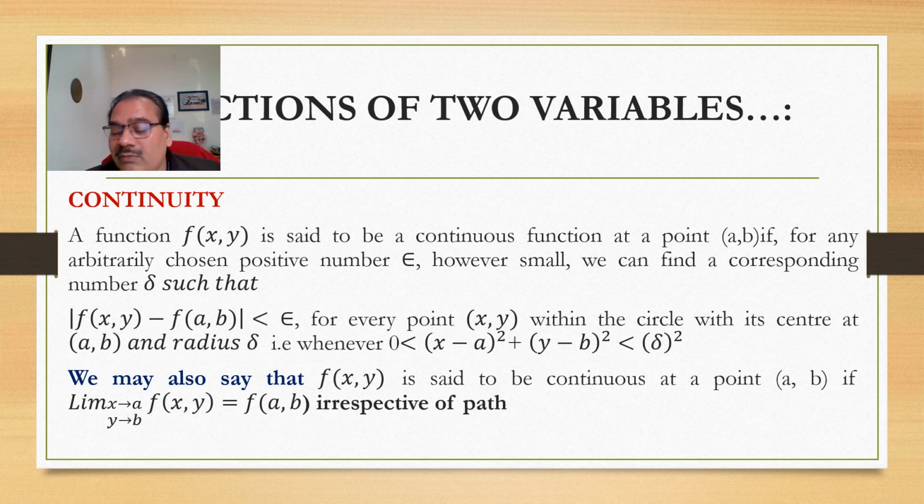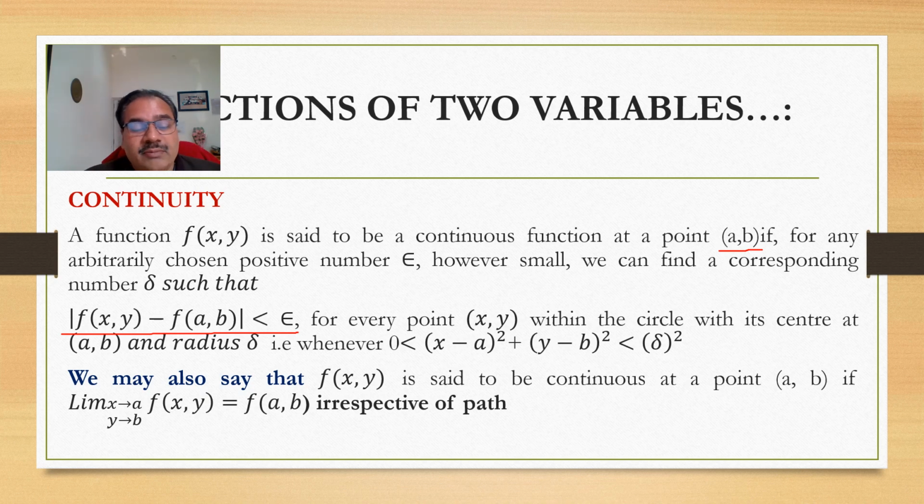Now, since we are discussing functions of two variables, here we have to discuss continuity. So what is the definition of continuity here? A function f of x, y is said to be continuous at a point (a, b) if for any arbitrarily chosen positive number epsilon, however small, we can find a corresponding number delta such that the modulus of f of x, y minus f of a, b is less than epsilon.